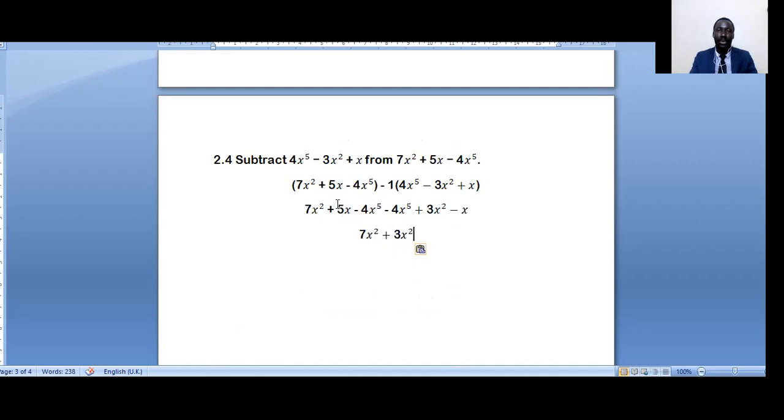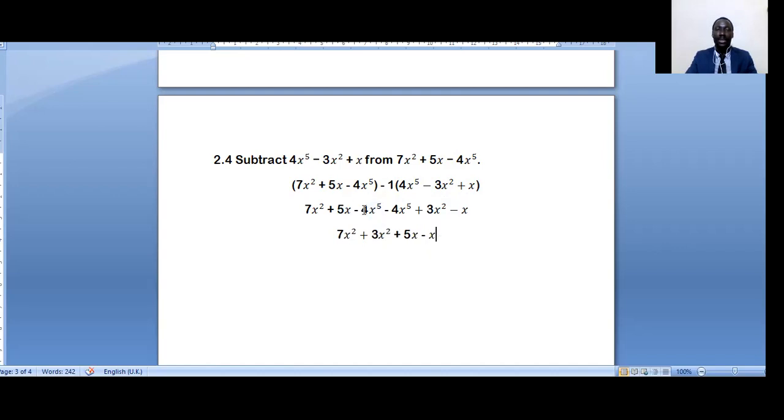Now we begin to group this 5x. This 5x has got to come close to this other x. So we'll be putting it here. That is plus the 5x. And we also have minus x there. Minus x. Yes.